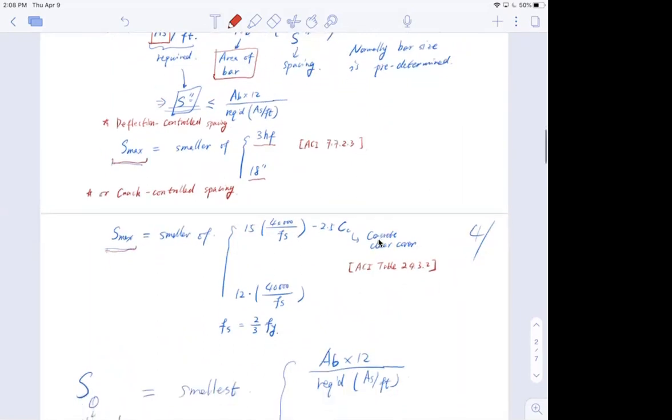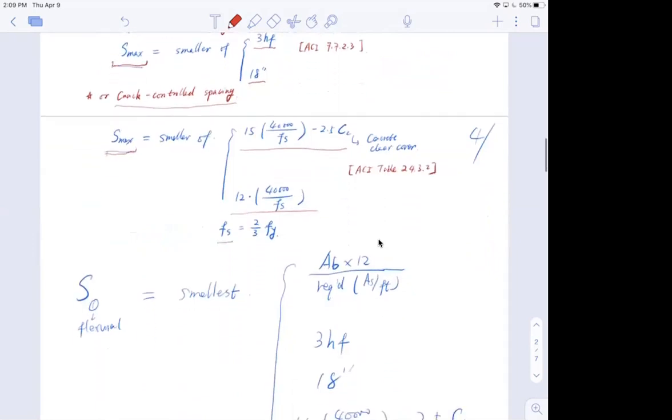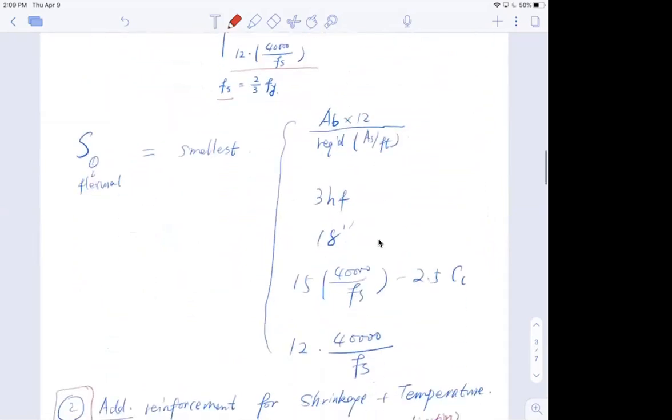Okay, and this maximum spacing is controlled by crack control. It means the spacing has to be less than this or less than that. And note that there's a symbol here, fs is 2/3 fy. So hence we come out with this equation here.